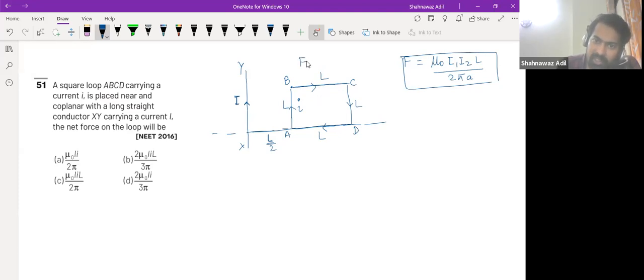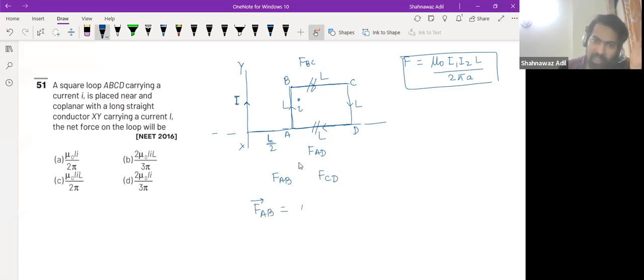So FBC and FAD will have equal contribution but in opposite direction. So these forces will cancel out. So only the forces which will contribute are FAB and FCD. Only these two forces will contribute. So let us find out what would be this FAB. FAB, and I will write the vector. So FAB would be how much?